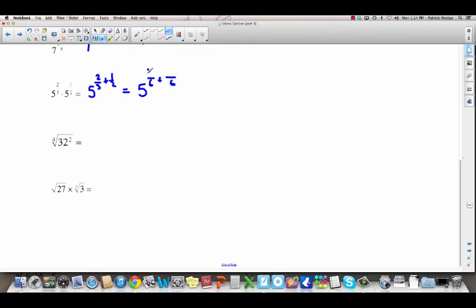2 times 2 is 4. 2 times what equals 6? 3. Multiply the top by 3, you get 3. So you end up with 5 to the 7/6 power. Okay, we know it's going to be a radical sign. 5 goes inside, index is 6, and you have a 7 inside.